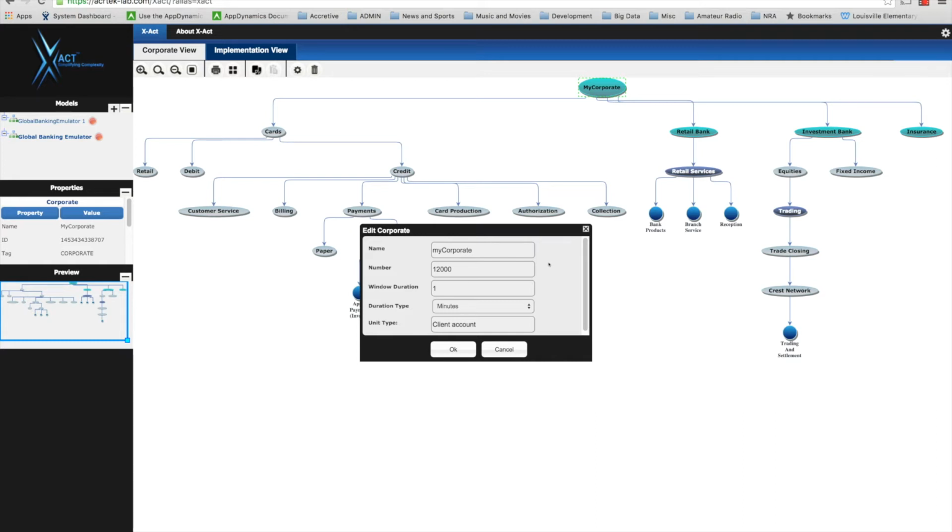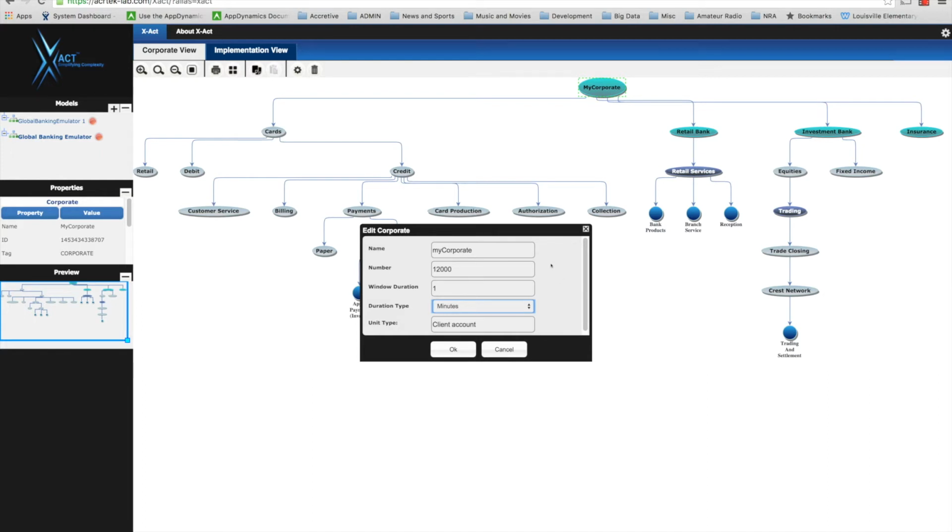The 5 properties are name, number, which is the quantity of units handled during the window, window duration, which is the length of time that the workload provided represents, the duration type, which is the unit of time: seconds, minutes, hours, days, and the unit type, which is provided by the user, which represents what is being done at the corporate level here. So it can be customers, parcels, envelopes, users, client accounts, credit cards, whatever the user wants.